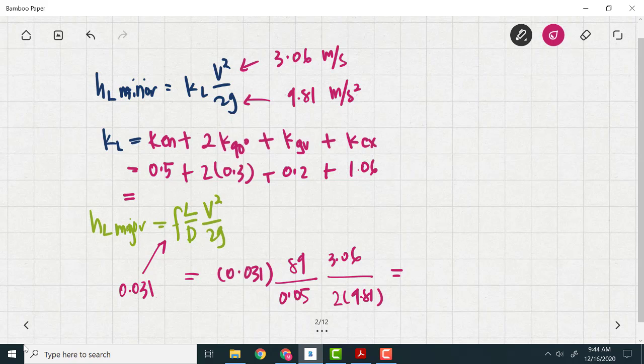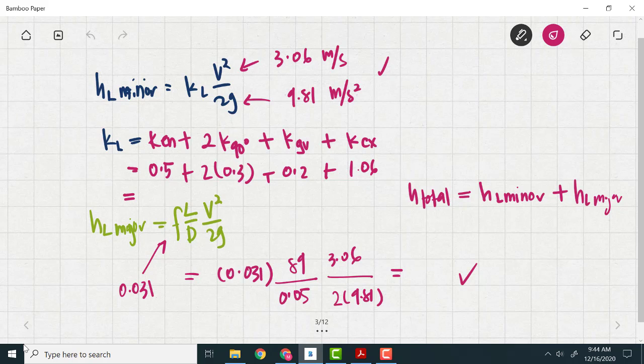Dah dapat H minor dan H major, awak kena cari dia punya total head loss. So H total sama juga dengan H minor plus HL major. Saya dapat nilai ni nanti, just masukkan dalam ni dan cari H total. So that's your first homework.